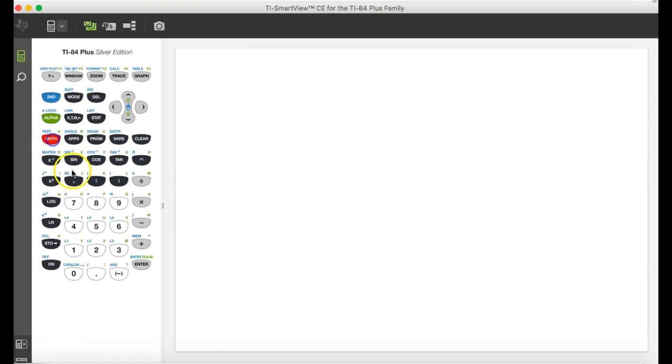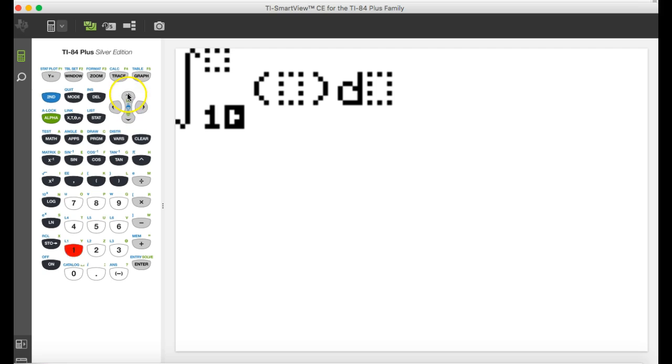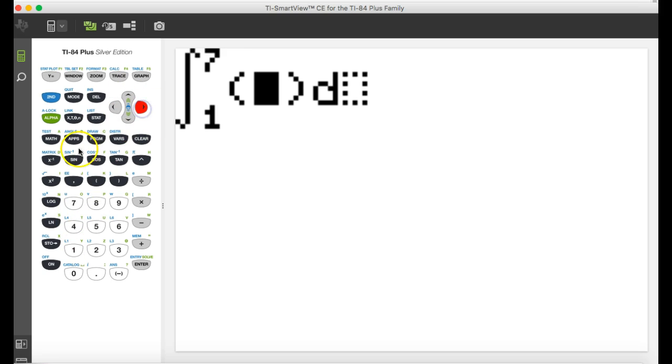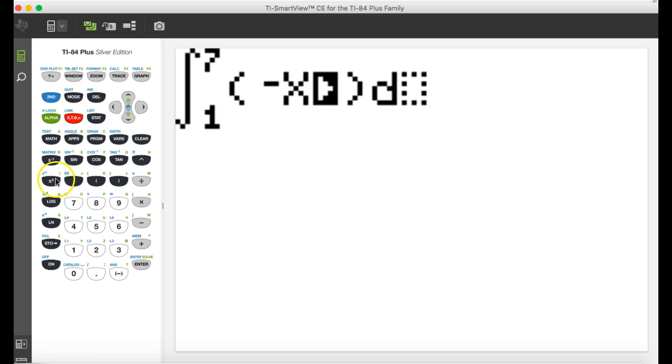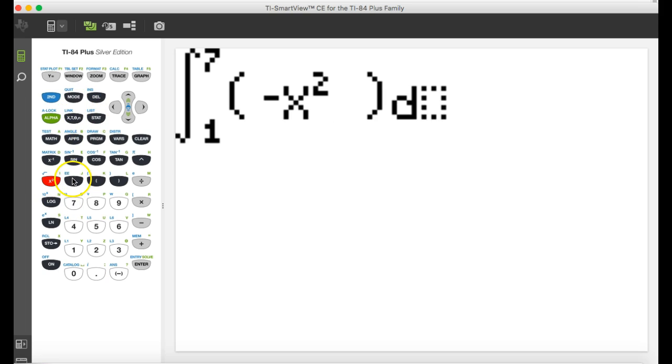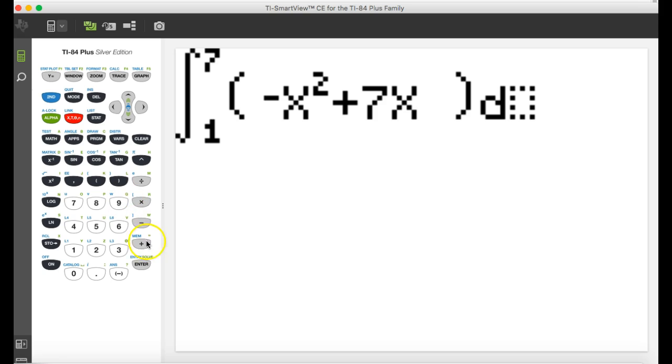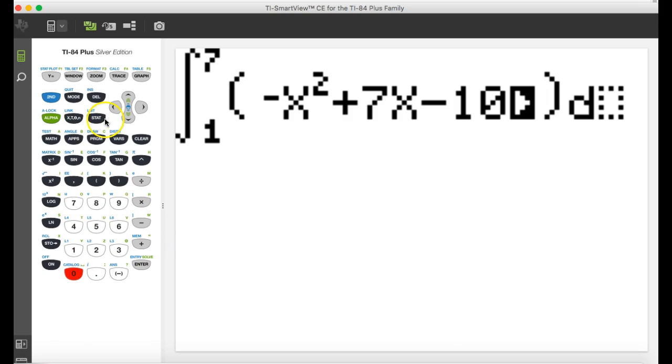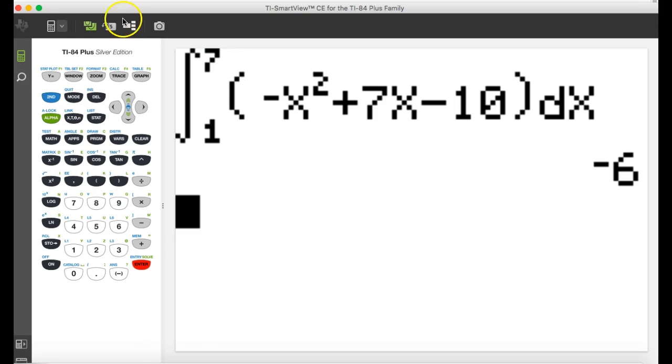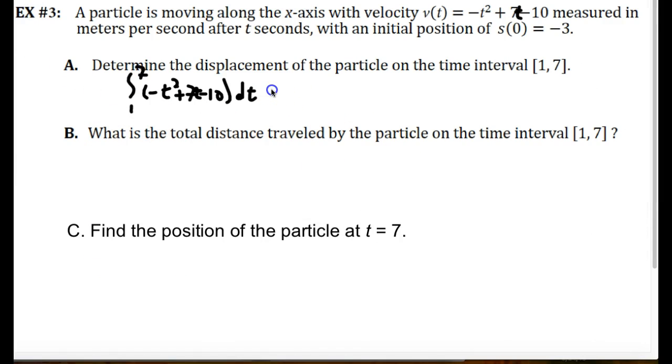So we'll go math 9, the integral from 1 to 7 of negative x squared plus 7x minus 10 dx, and we get negative 6. So negative 6, my units would be feet. And remember, what this means is the particle is 6 feet to the left of where it started.